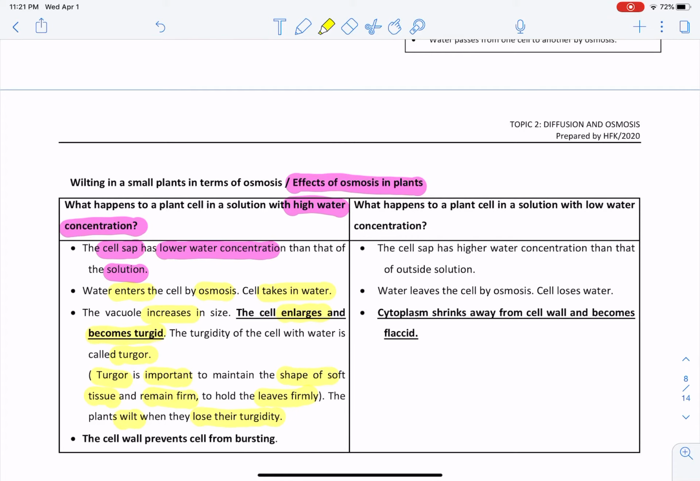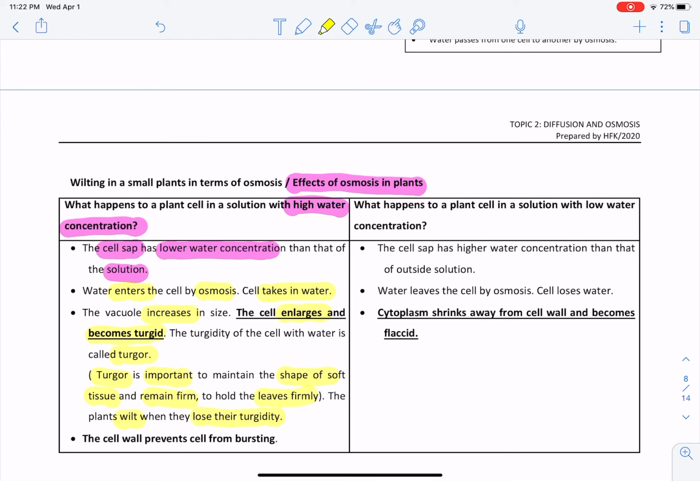Wilt means layu. It is losing. There's no water in the cell. So when there's no water in the cell, we say it loses its turgidity. So that means it is no longer turgid and it cannot hold the leaves firmly.